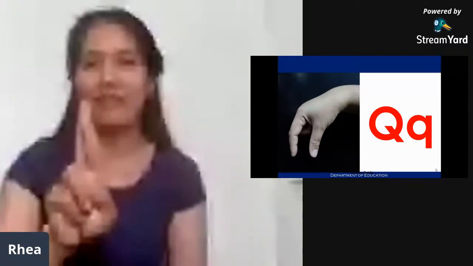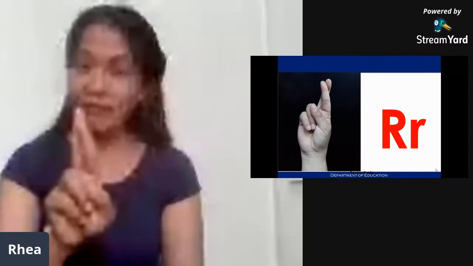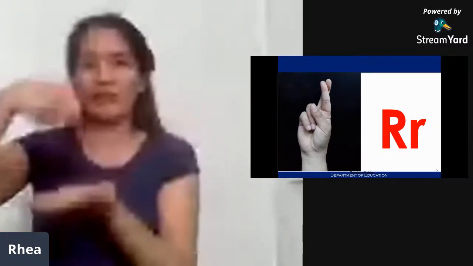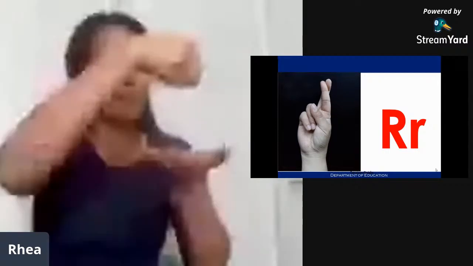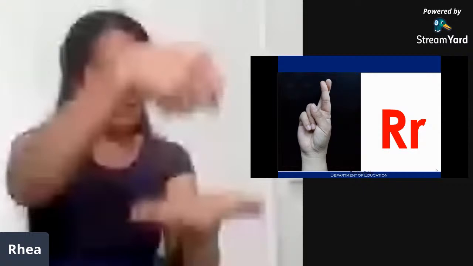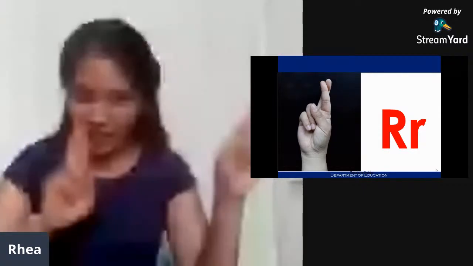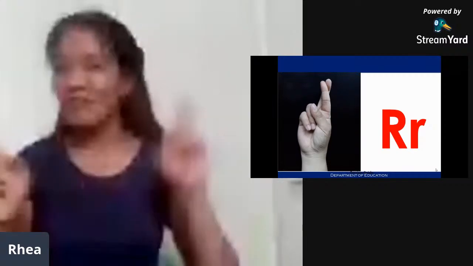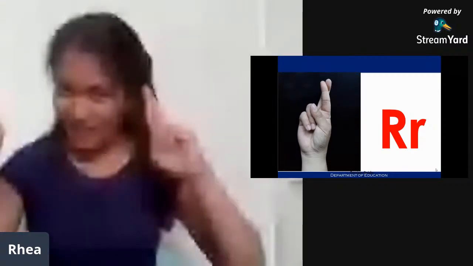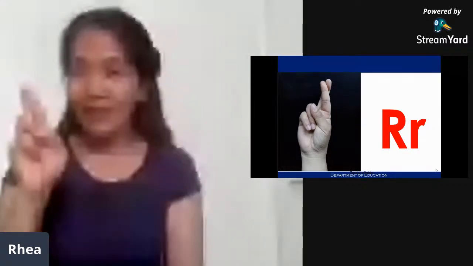Let's cross our fingers like this. This is letter R. Letter R would stand for the relief goods. The support, bigay sa'yo. Support, bigay sa mga food. That relief goods. And letter R also would say, be ready for the next announcement by our president. Ready for the relief goods to be given. That's for letter R.